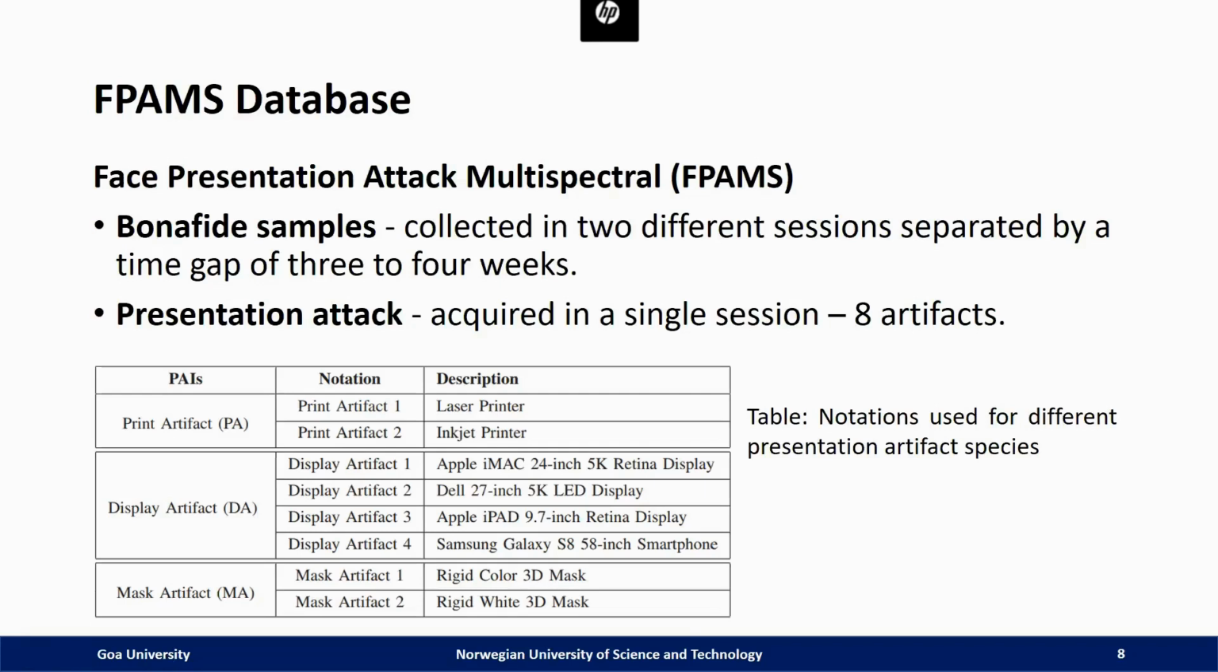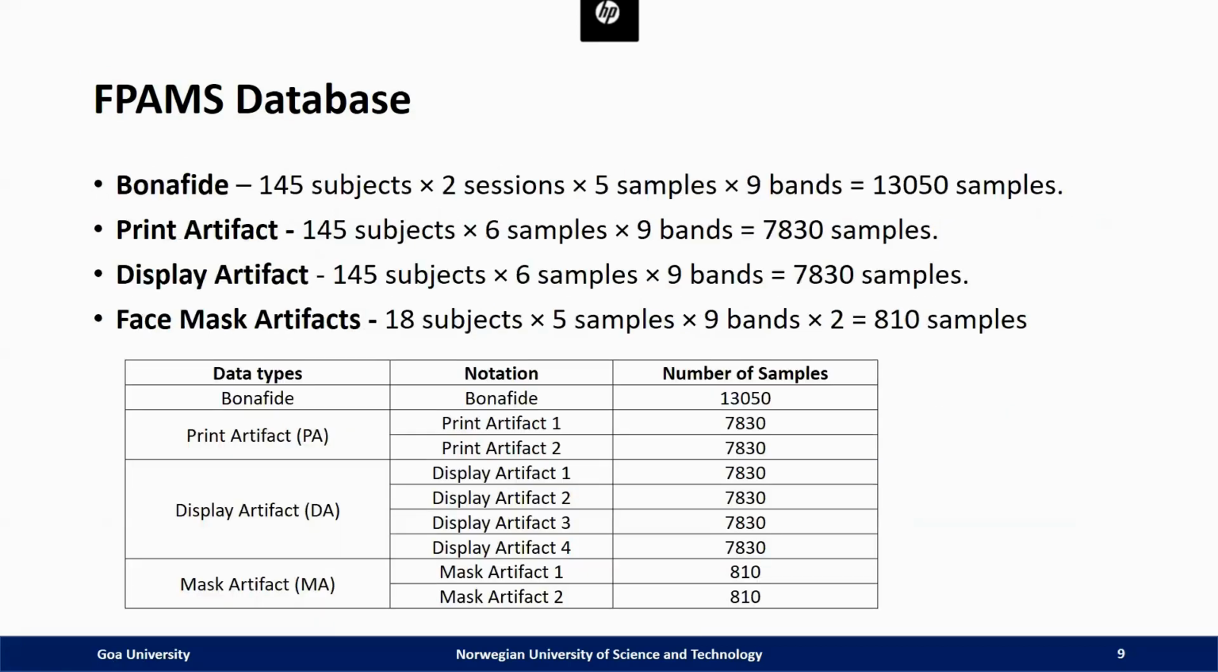Then we use 2 different kinds of masks: the rigid color 3D mask and the white 3D mask. The only difference here is the color; one has a color, the other does not, but the material is more or less the same. Overall, this is the statistical distribution of the number of samples that we have. For the bona fide, we have 145 unique subjects who were collected in 2 different sessions, and each session had a duration of more than 1 week.